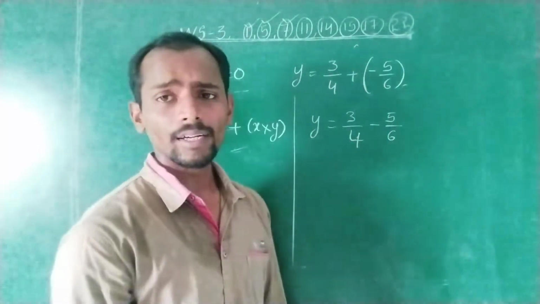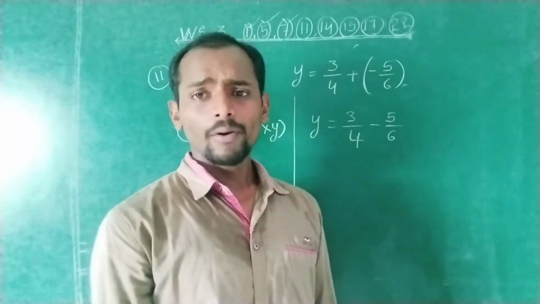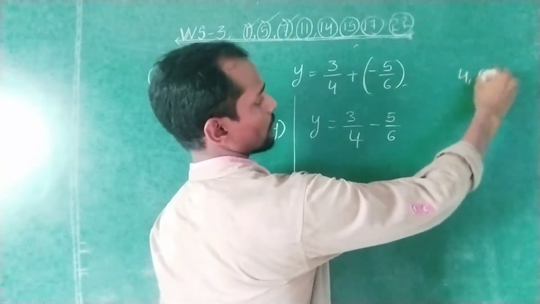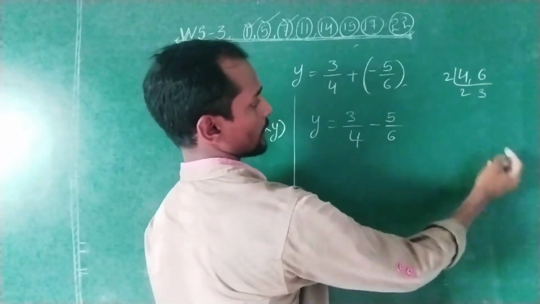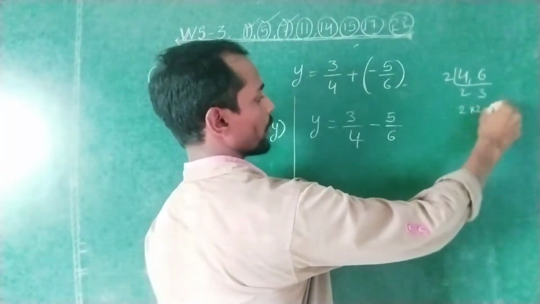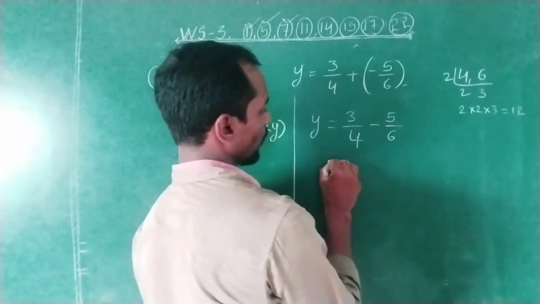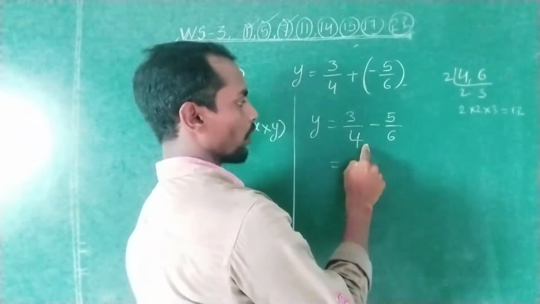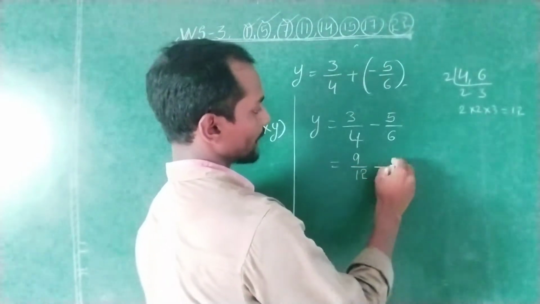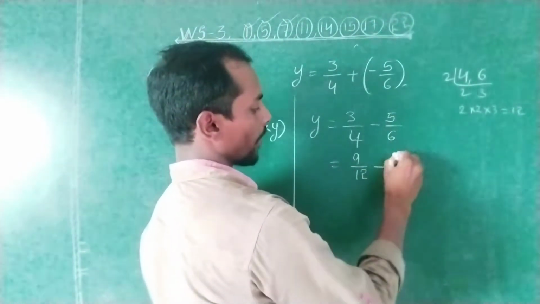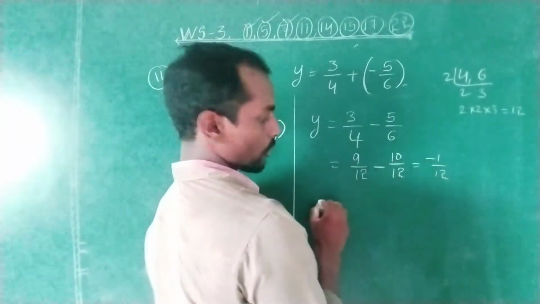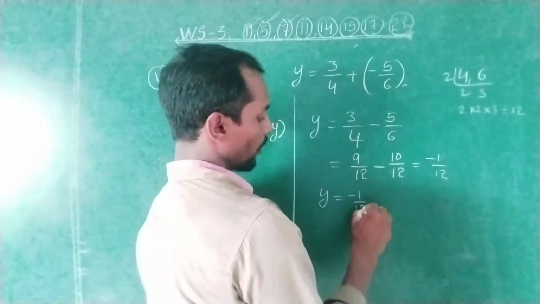These are unlike fractions. Convert them into like fractions. LCM is, I think, 24. You can find it here also. 2 twos are 4, 2 threes are 6. 12 only. 2 into 6 equal to 12. LCM is 12. Now multiply 4 into 3, 12. So here 3 into 3, 9. 9 by 12 minus 6 twos are 12, 5 twos are 10. So 10 by 12, which is equal to minus 1 by 12. So y value is minus 1 by 12.